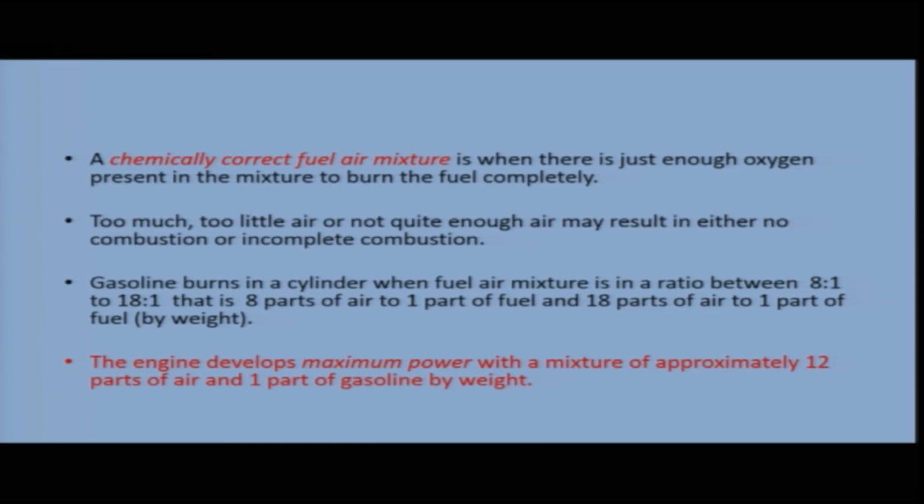The engine develops maximum power with a mixture of approximately 12 parts of air and 1 part of gasoline by weight. So, maximum power is achieved when you have a fuel air mixture of 12:1, 12 parts of air and 1 part of gasoline by weight. So, combustion takes place when you have the mixture ratio of 8:1 to 18:1, and maximum power is achieved when you have a fuel air mixture of 12:1 ratio.